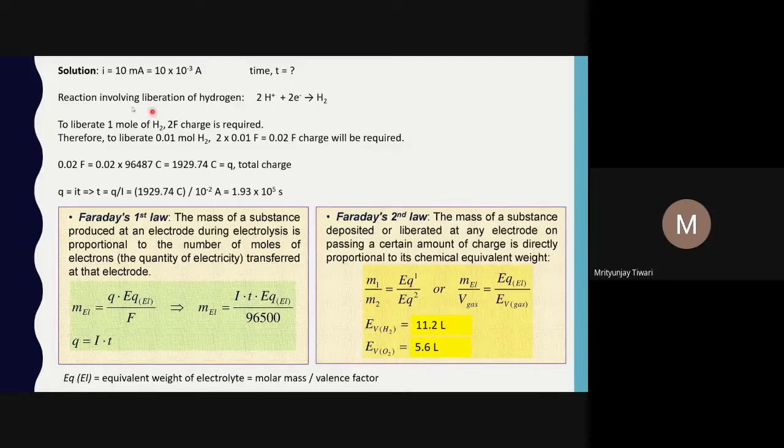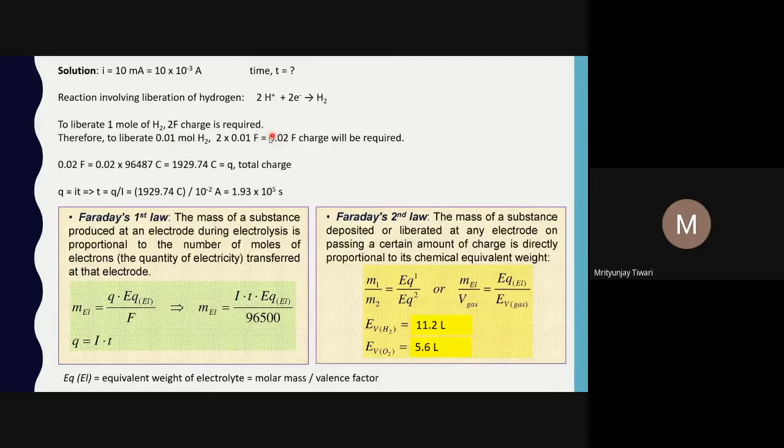What is the reaction for the liberation of hydrogen? 2H+ requires 2 electrons to get converted to H2. So to liberate 1 mole of hydrogen, 2 farad charge is required, from 2 electrons. For 1 mole we require 2 moles of electrons, and 1 mole of electrons is 1 farad, so 2 moles of electrons is 2 farad charge. Therefore, to liberate 0.01 mole of hydrogen, for 1 mole we require 2 farad, so for 0.01 mole we require 2 into 0.01 farad.